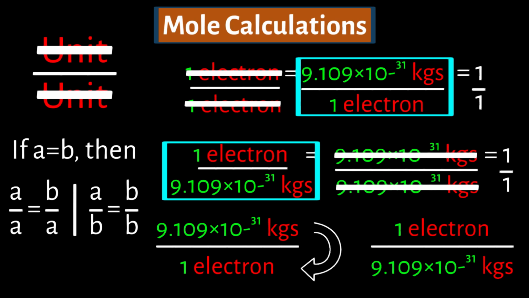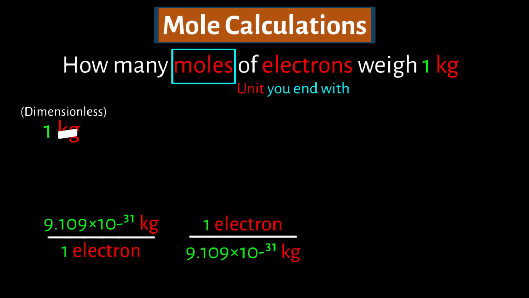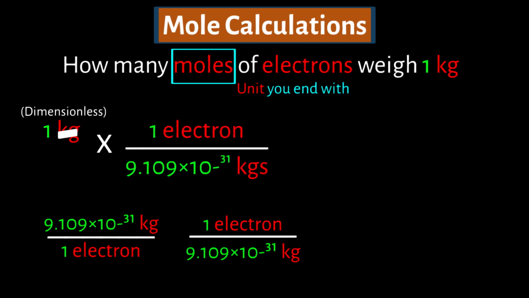This is vital to know because it shows that from now on we can swap numerators with denominators for our ratios. Now back to our example. So what do we multiply our 1 kilogram by? We want it to become dimensionless, so we compare both of our ratios and see that 1 electron per 9.109 times 10 to the negative 31 kilograms will cancel out the other kilogram, just leaving the unit electrons in the numerator.